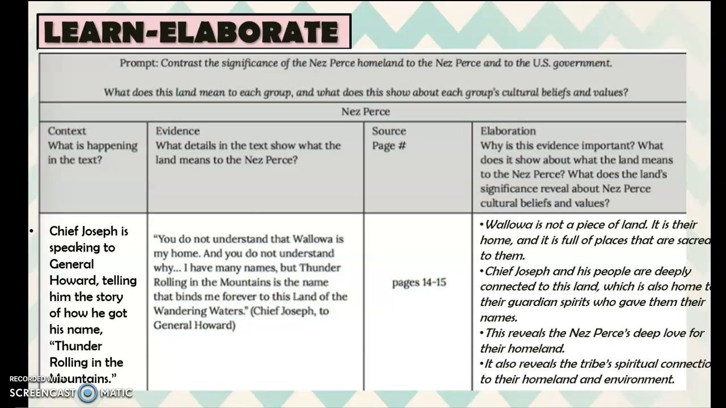So the context of this is when Tuhul Husote is explaining to General Howard that the land was given to them, the Nez Perce, and it was created for them. Which tells me that this is more than land to them. They believed that it was created specifically for the tribe. Add these things onto your handout.